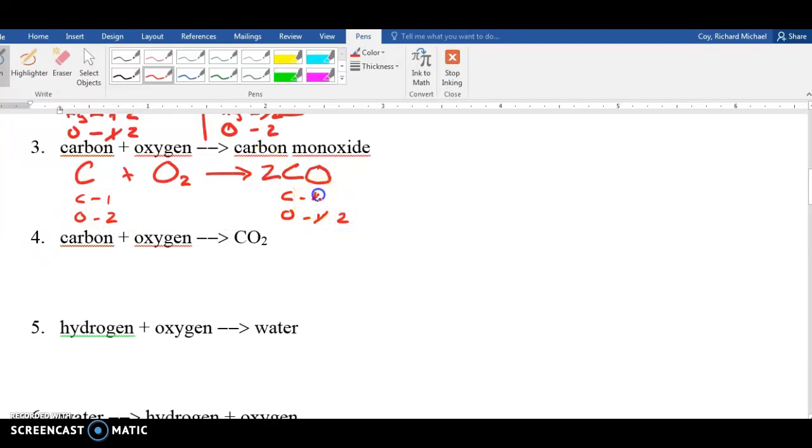So we put a 2 there. I have 2 oxygens, 2 carbons. Over here, oxygens are good, carbons are bad. We put a 2 there. There you go. Why don't I put it there? Because you can't add subscripts after you've got everything neutral.